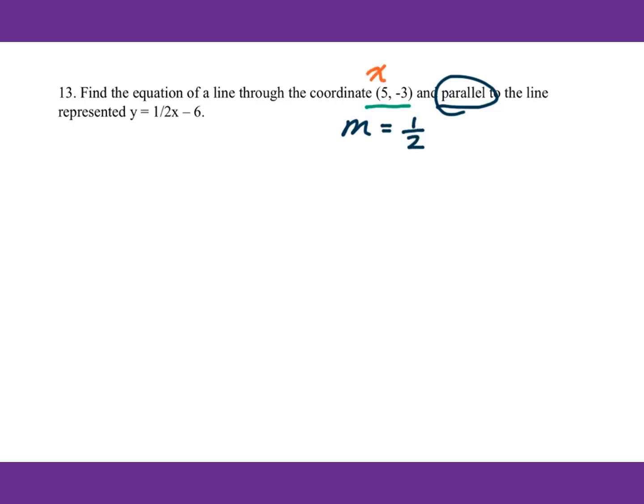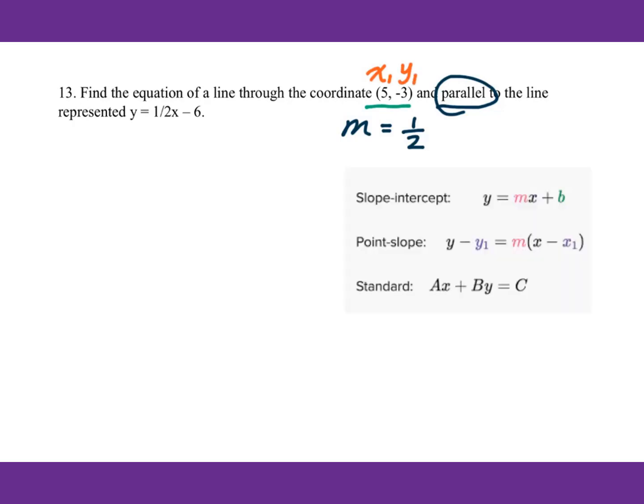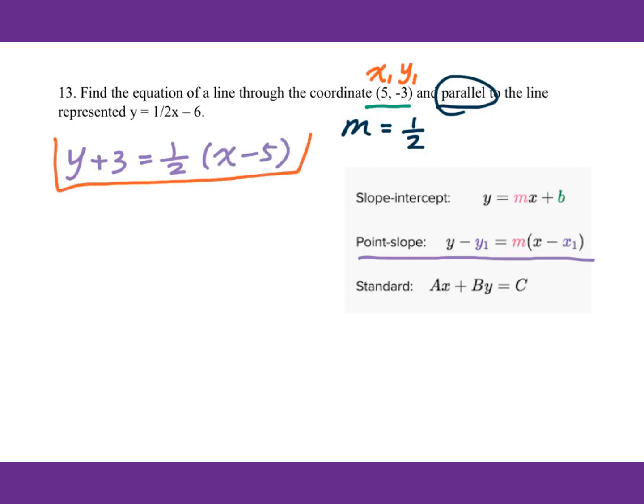We can label this as x1, y1. Then we use the point-slope form. We got y plus 3 equals 1/2 (x minus 5). You can leave your answer as it is because this is point-slope form. If you want to get the slope-intercept form, you have to use the distributive property, to get 1/2 x minus 5/2.